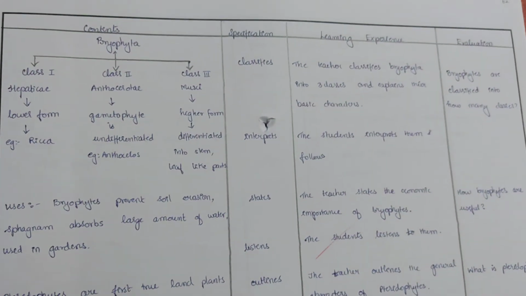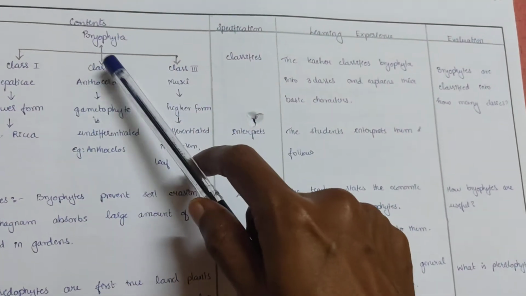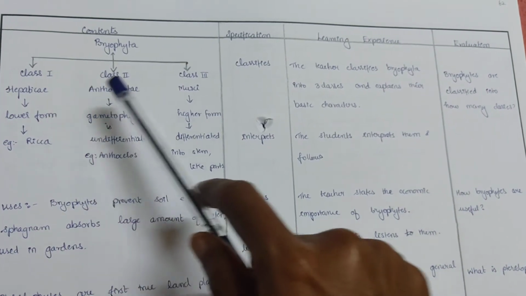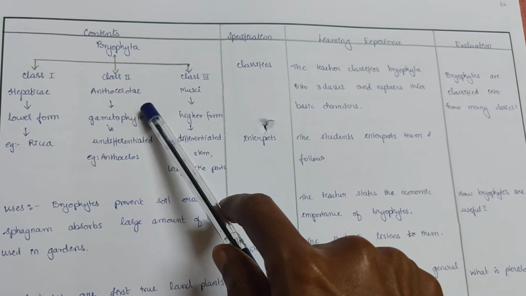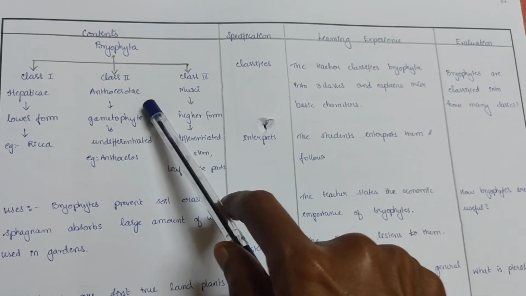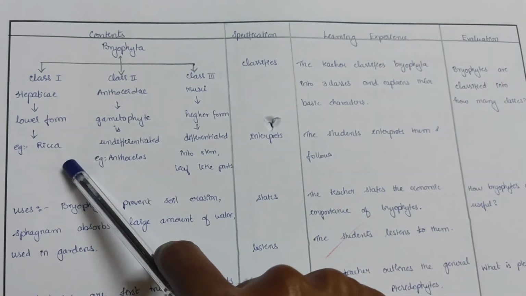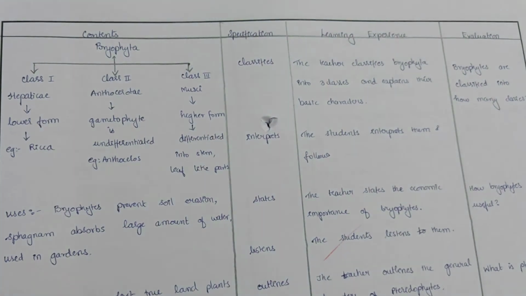Now we move on to the next page. Classification. Bryophyta is classified into 3 classes as class 1 Hepaticae, class 2 Anthocerotae and class 3 Musci. So we just brief each class.